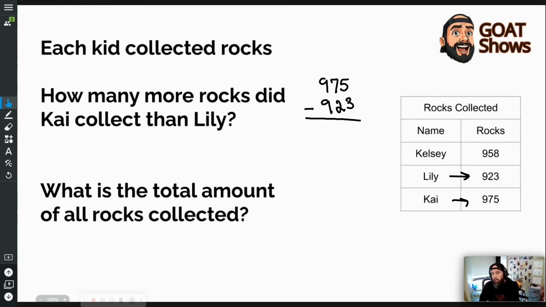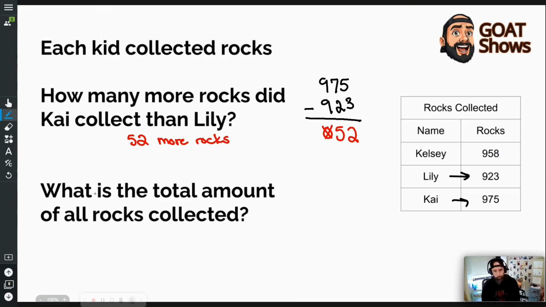And this is just a regular old subtraction problem. Go all the way to the right. 5 minus 3 is 2. 7 minus 2 is 5. 9 minus 9 is nothing. But you don't need that 0 all the way to the left. You are left with just 52. Now, this is a word problem, so let's make sure we use words in our answers. How many more rocks did Kai collect than Lily? He collected 52 more rocks.